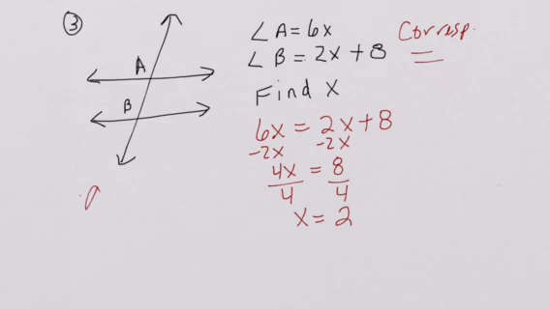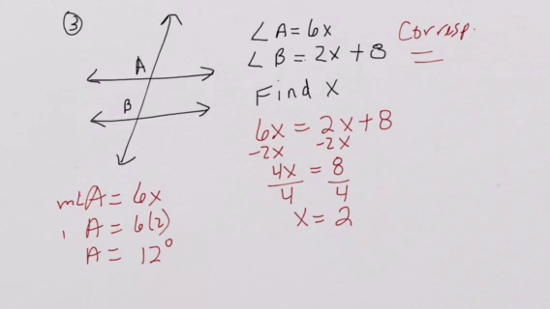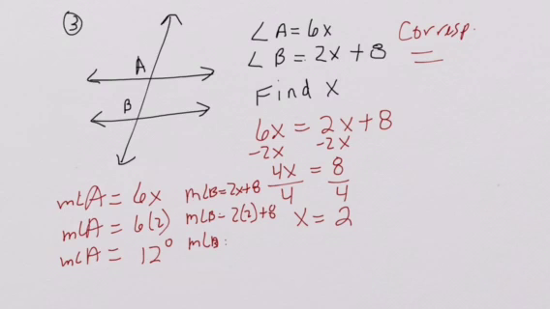So A is equal to 6x. So A is equal to 6 times 2. So A is equal to 12 degrees. And we'll put our measures in there of the angles. For the measure of angle B, 2x plus 8, we have the measure of angle B is equal to 2 times 2 plus 8. So the measure of angle B is going to be 12.